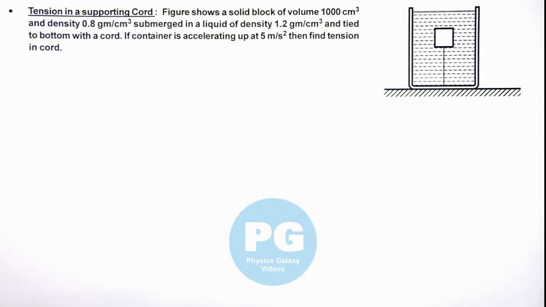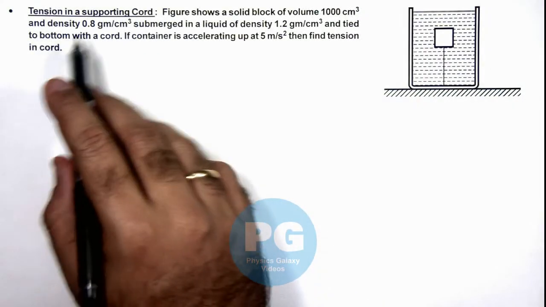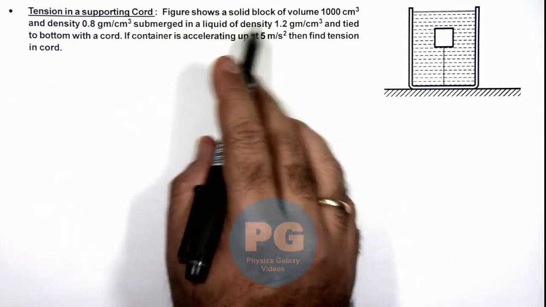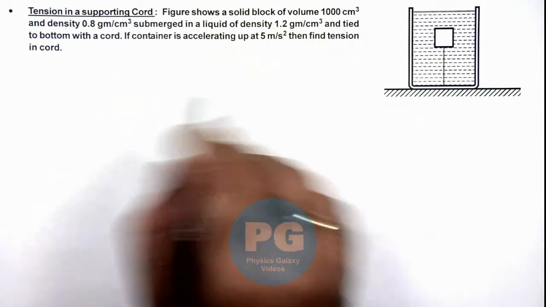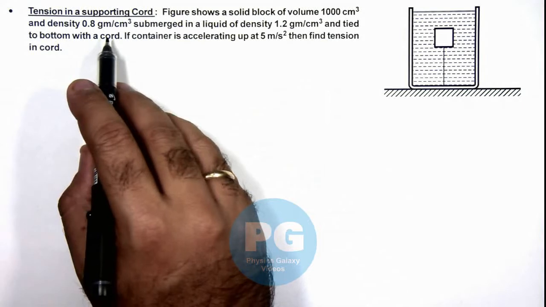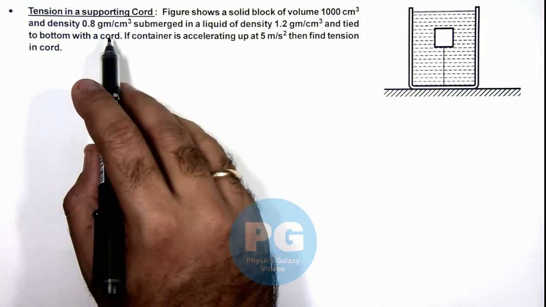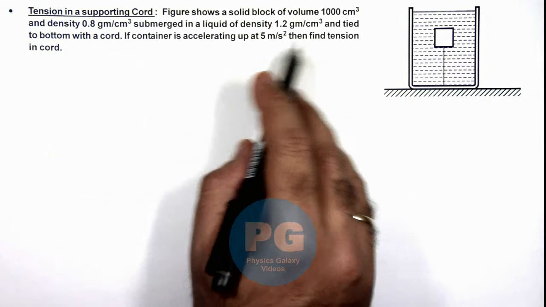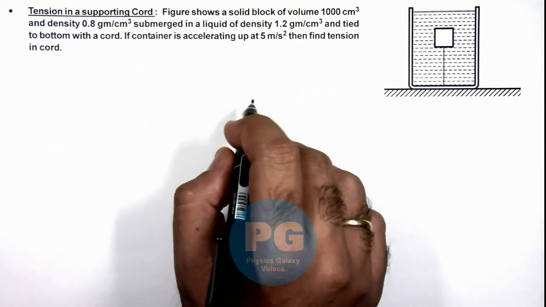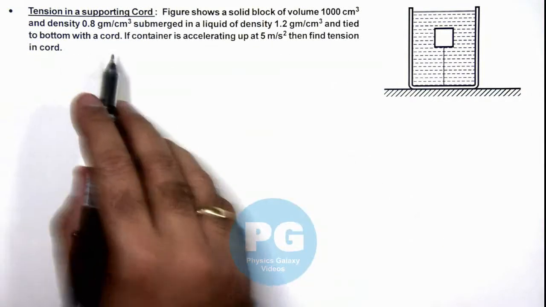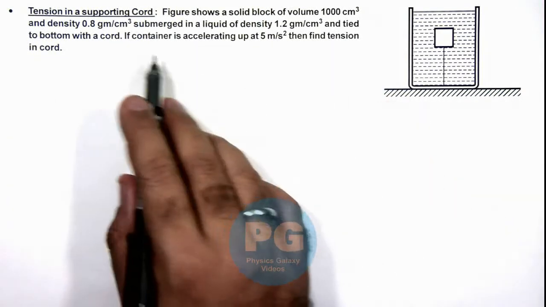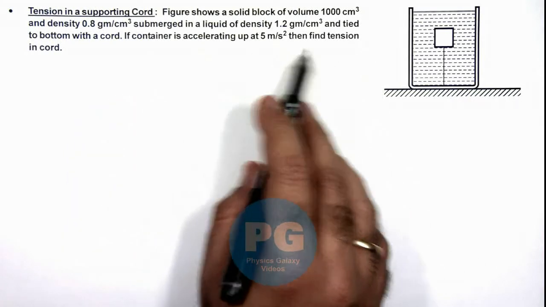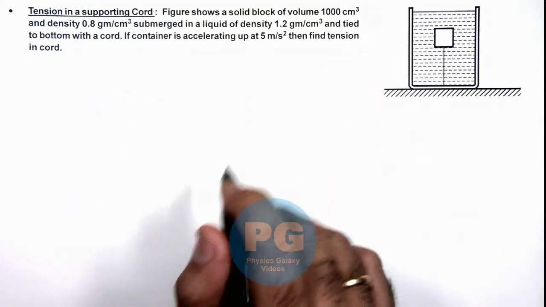In this illustration, we'll analyze the tension in a supporting cord. Here we are given that the figure shows a solid block of volume 1000 cm³ and density 0.8 gram per centimeter cube, submerged in a liquid of density 1.2 gram per centimeter cube and tied to the bottom with a cord. If the container is accelerating up at 5 meter per second square, then we are required to find the tension in this cord.